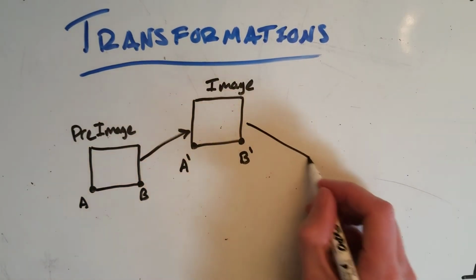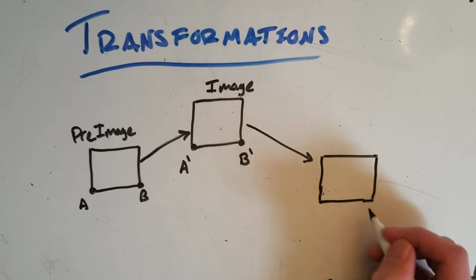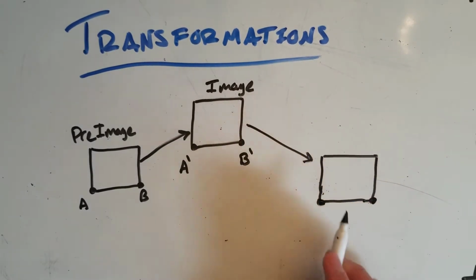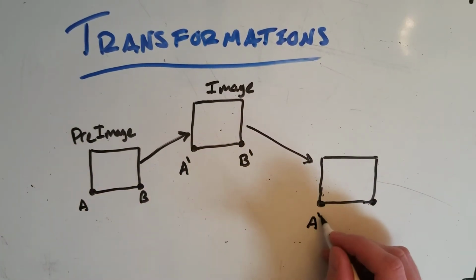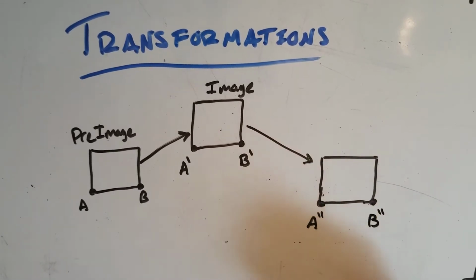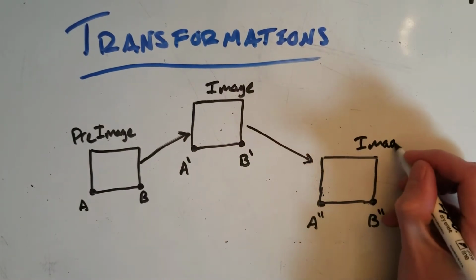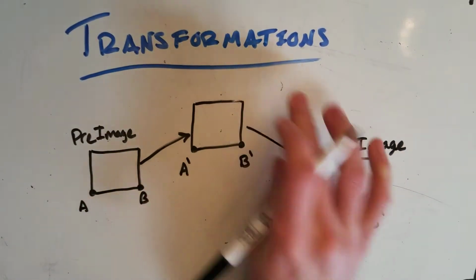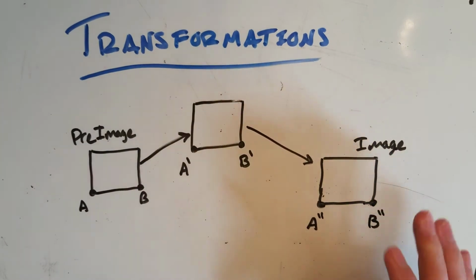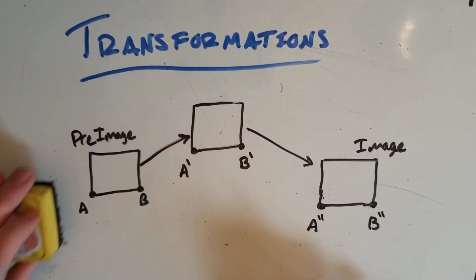And then if we did another transformation, to indicate that we've done two transformations and to tell the difference between them, we could do two of those symbols. So we'd call it A double prime and B double prime, just to indicate that this would become our image because this is the final. So this would be our final image here, and we've done two transformations to it. So the pre-image is where you started, and your image is where you ended up.